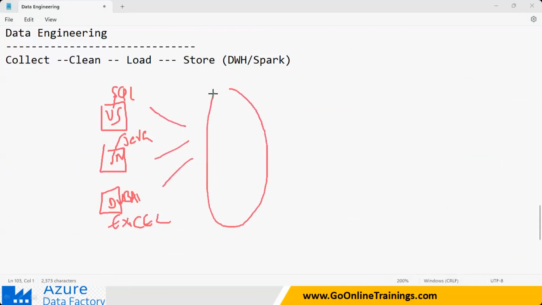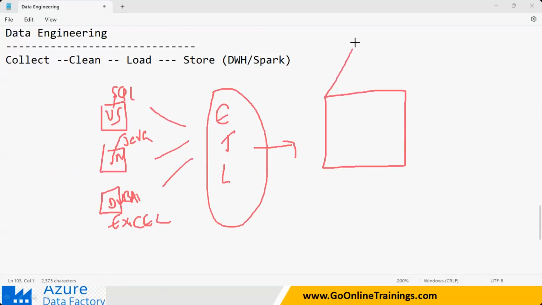So with the help of ETL tools, what tools are we going to be using? ETL stands for extracting the data, transforming the data, loading the data. Where will you load the data? Initially, if it is structured data, all the data is going to go to your data warehousing machines. Clear? So earlier we were using a tool called Microsoft SSIS, which was an on-premises ETL tool.